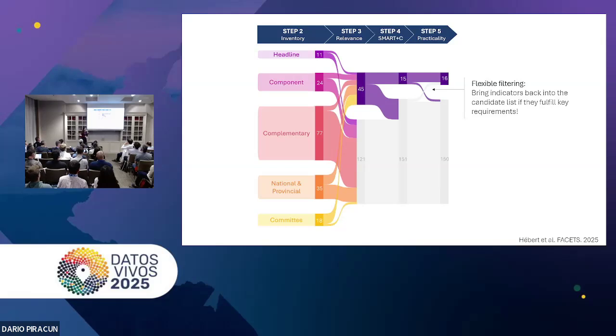This is something very important. No indicators of criteria are perfect. So just because an indicator is weak on some criteria, it may still have a practical use. So we brought back some indicators that were rejected.